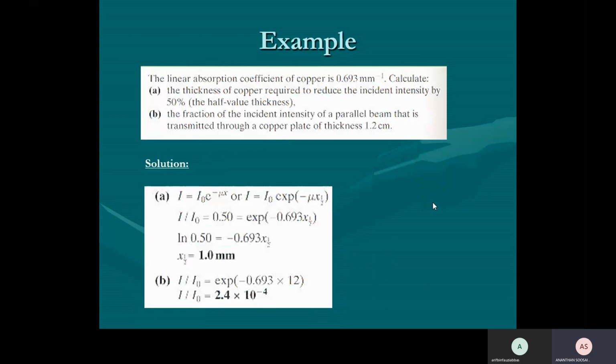So we're done with the X-ray calculation, the hardness, the attenuation part of X-ray. So one question. The linear absorption coefficient of copper is 0.693 per millimeter. Calculate the thickness of copper required to reduce the intensity by 50%.